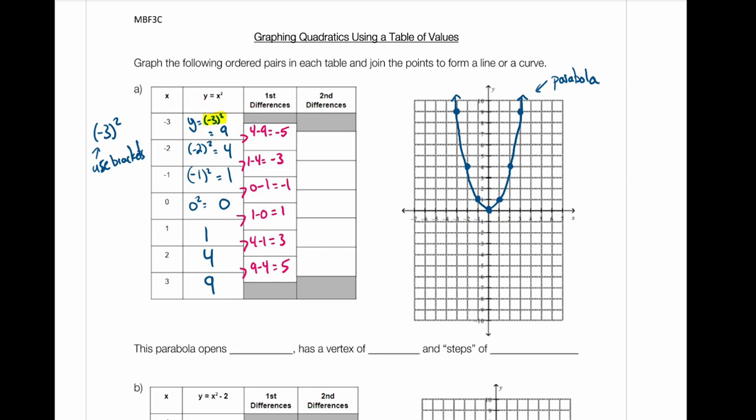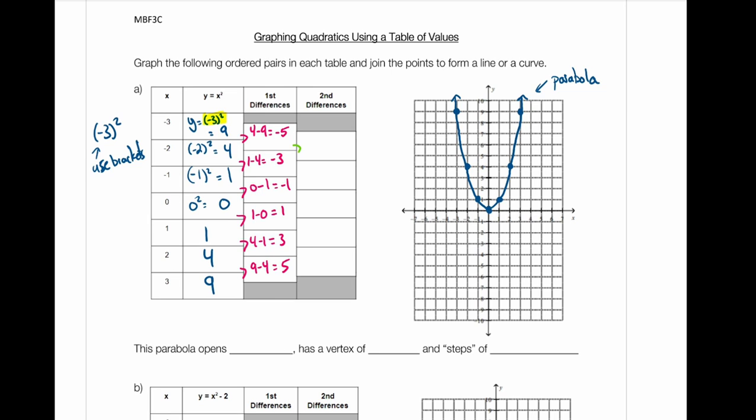Looking at this, we can see that all of the values are not the same in our first differences. And this is key because if they were the same in the first differences, it would be linear, right? So that's going back to grade 9. If the first differences are the same, it's linear. But in this case, they're not, so it's not linear, which is good because we can already tell that from the graph.